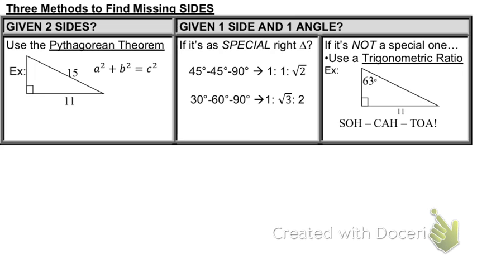So that's a bit of a summary of 3 different ways to find sides based on what you're given. Given 2 sides, Pythagorean theorem. Given 1 side and angle, special right, we'll use the special right shortcuts. If it's not, trig ratio. Questions on that? A little recap for you there.